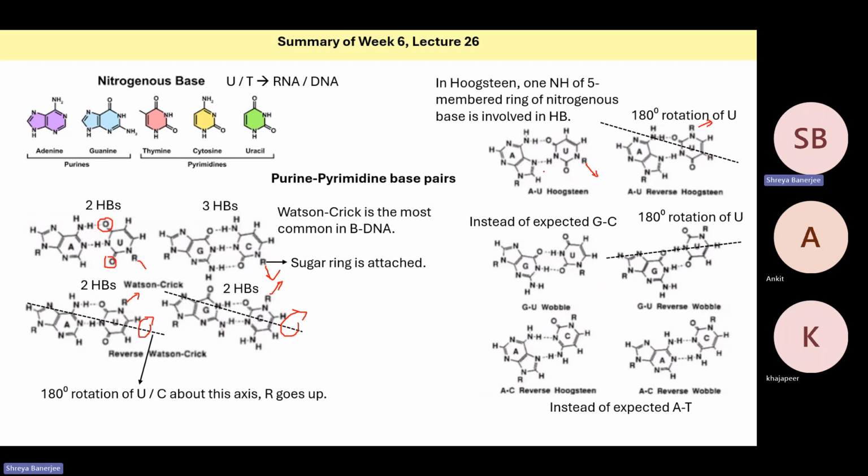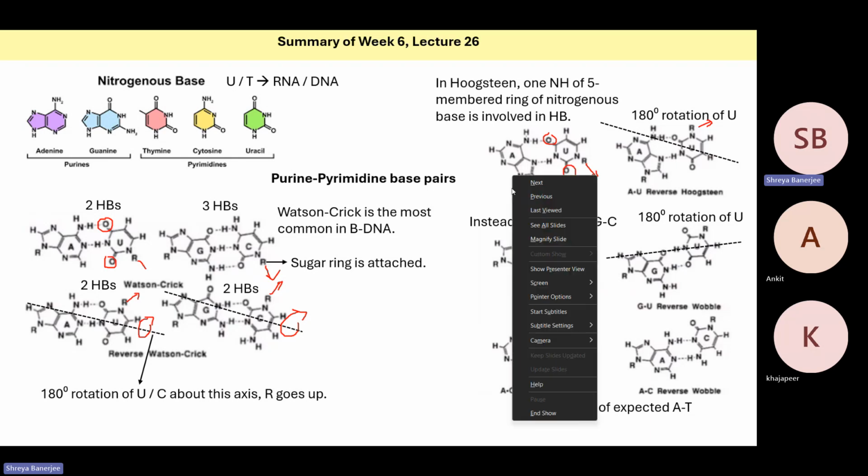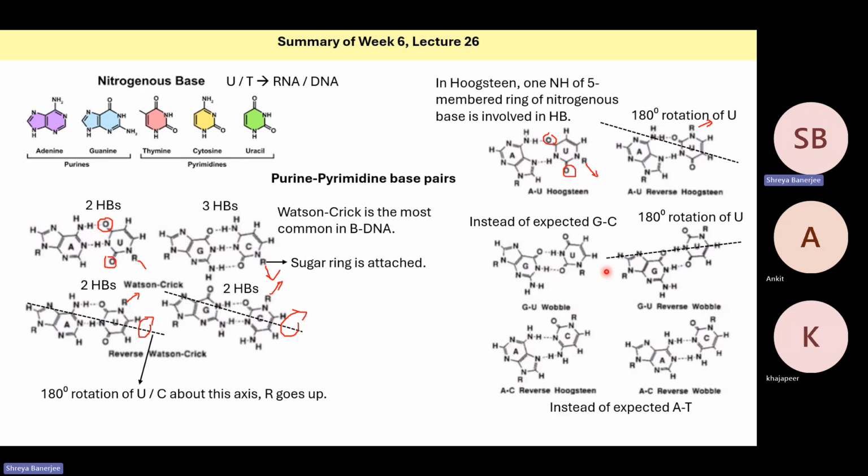And it is kind of just like flipping. So earlier this oxygen was participating, now the lower oxygen is participating in the hydrogen bonding. There is a third kind. So we saw Watson-Crick and we saw Hoogsteen. There is a third kind called a wobble pairing. So normally we expect G to pair with C.